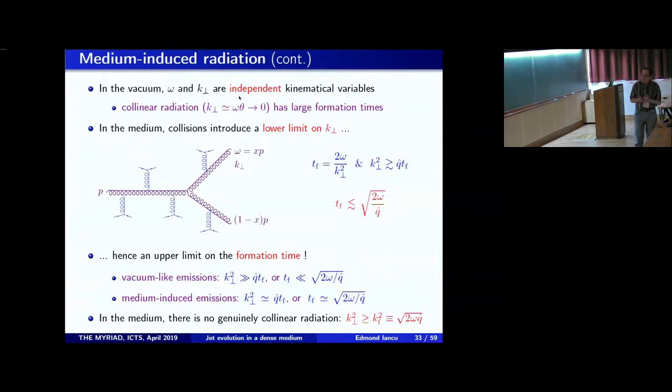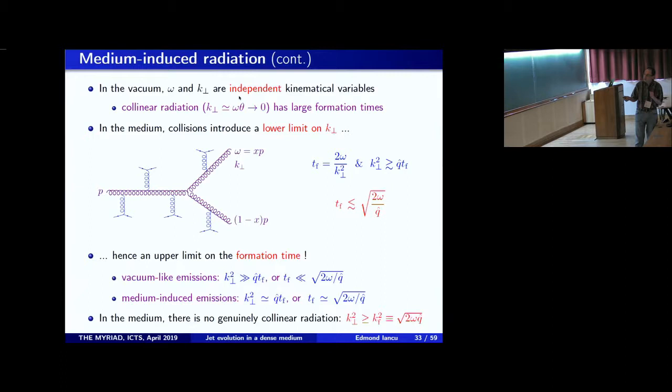Having a lower limit on k perp means an upper limit on the formation time. And then we can distinguish between the two types of emission according, at least, to this criterion. We can speak about vacuum-like emissions if the transverse momentum squared of the produced gluon, k perp squared, is much larger than q hat t_F. So essentially the momentum comes from the vertex and not from the medium rescattering. In that case, the medium rescattering is less important, and since k perp is much bigger than this limit set by the medium, the formation time is much smaller than this upper limit. This upper limit comes from taking the generic formula for the formation time and inserting for k perp its lower limit, which is q hat t_F.